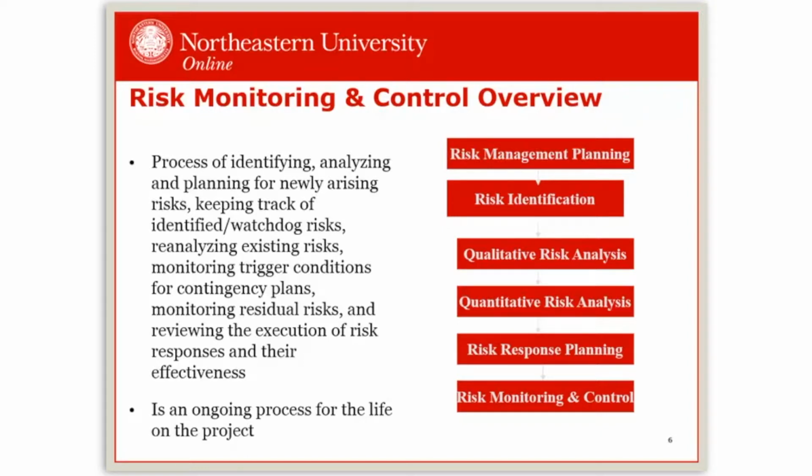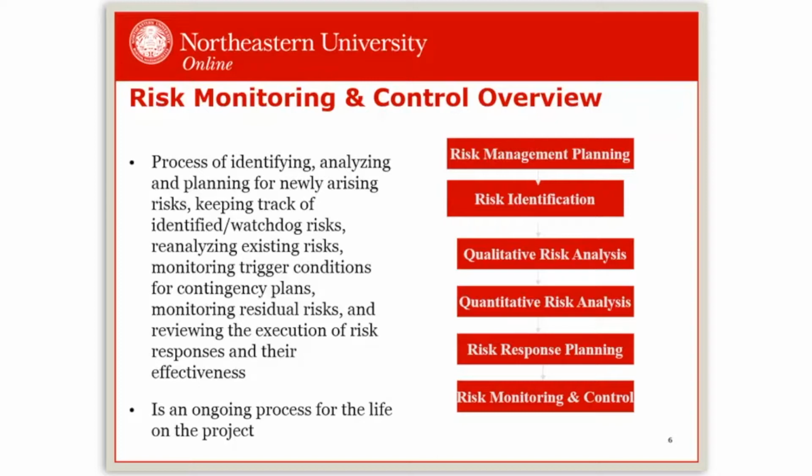So here again is the overview of the process. Risk monitoring and controlling, as I mentioned, is where we're identifying, analyzing, and planning for risks that we couldn't see before, keeping our eyes on risks that we had identified. Watchdog risks, the ones that we kept on a watch list, their probability and impact may change, and they may move from just being on that list to something that we're actively addressing.